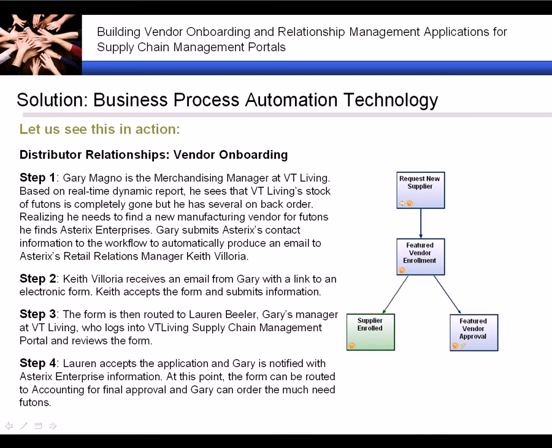So Keith is going to receive an email from Gary. The engine is going to automatically send this email based on the form that Gary sends out, and Keith is going to be prompted with another electronic form where he will sign up as a vendor for Gary's company.